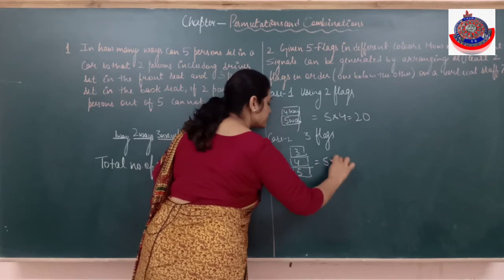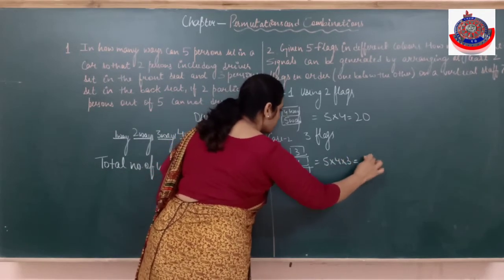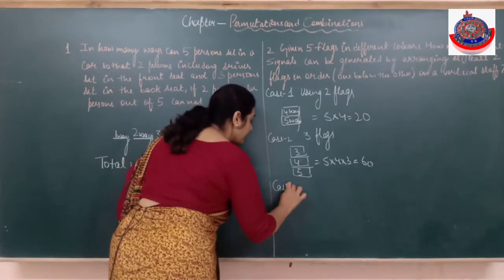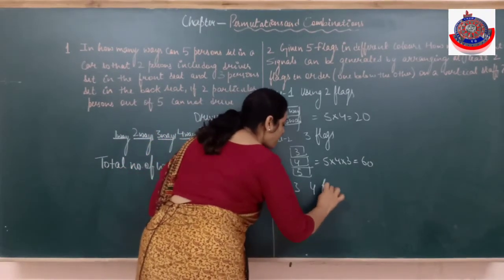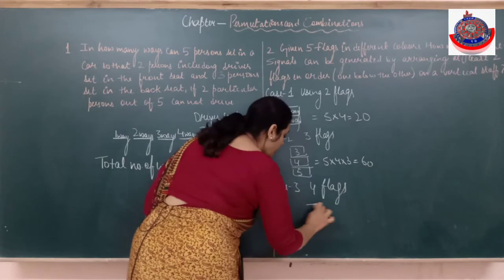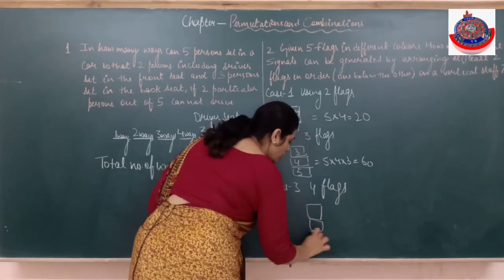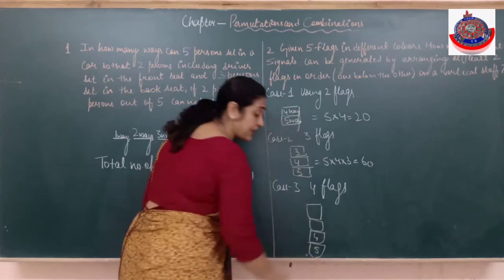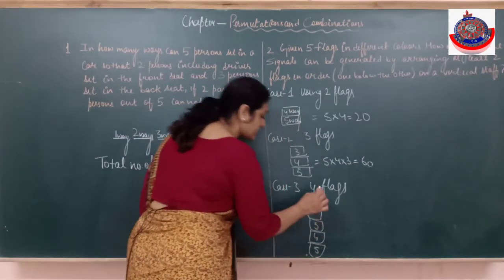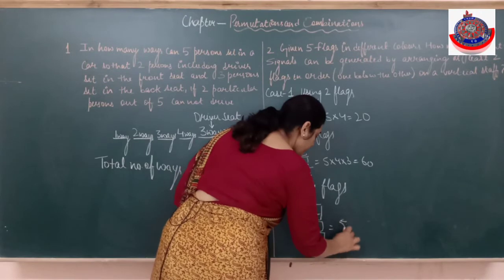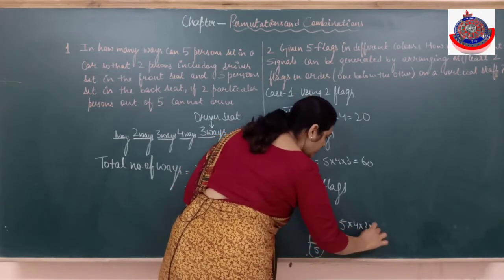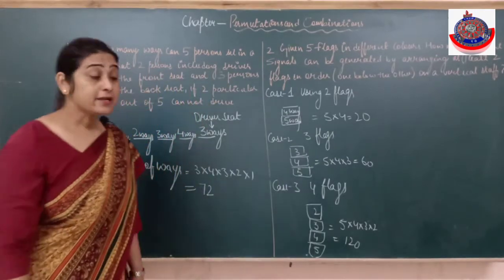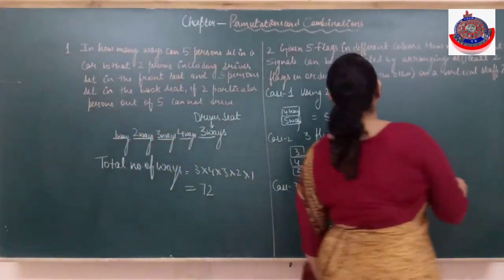So it will be 5 into 4 into 3. By now you know how to do it. Alright, case 3, using 4 flags, one below the other: 1, 2, 3, 4. Out of 5 flags, it has 4 options, it has 3 options, it has 2 options. So 5 into 4 into 3 into 2, it will be 120. Clear?